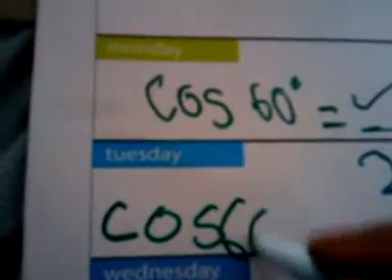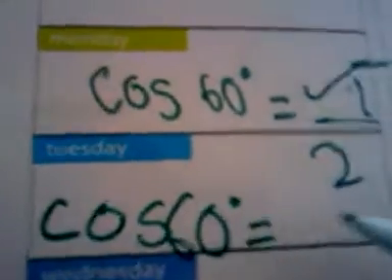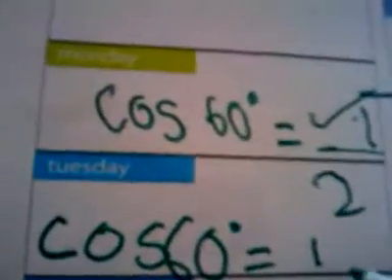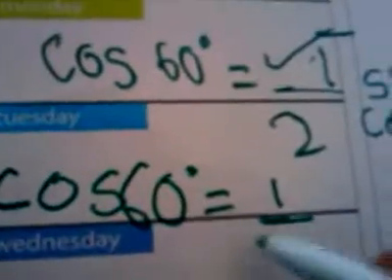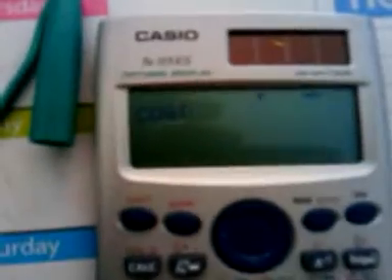So cos 60 degrees equals root 1, which is obviously 1, so that's 1 over 2. Proof? Let's use a calculator. This is my calculator. Cos 60 equals, can you see? Cos 60 equals 1 over 2.